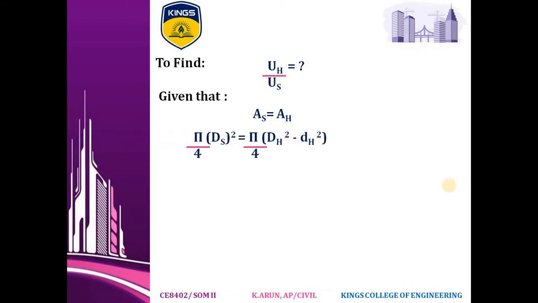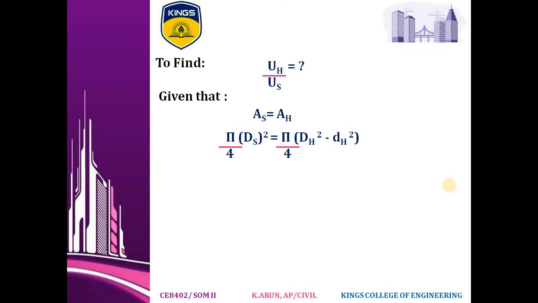So what we have to find is to compare the strain energies and then give the solution or a value. U_H is the strain energy of the hollow shaft and U_S is the strain energy of the solid shaft, and we are going to compare these two. Given that the area of the solid shaft is equal to the area of the hollow shaft, I am starting from this. Area of the solid shaft is pi by 4 into capital D square, and area of the hollow shaft is pi by 4 into capital D square minus small d square.